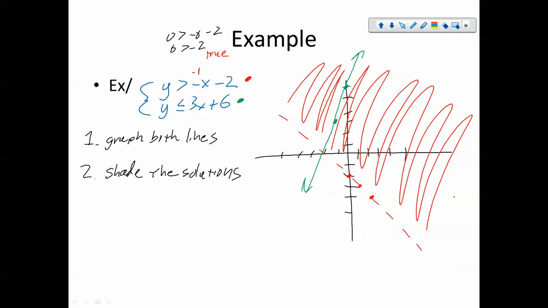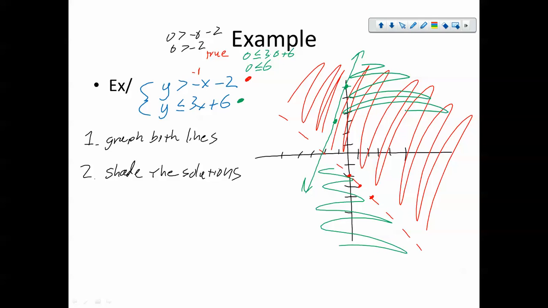For the green line, we'll test 0, 0. 0 is less than or equal to 3 times 0 plus 6. Therefore, 0 is less than or equal to 6. True statement? Absolutely. So this area is true, which means everything on this side of the green is true. So this section and this section are all true statements. They're all solutions. Remember, shading equals solutions.